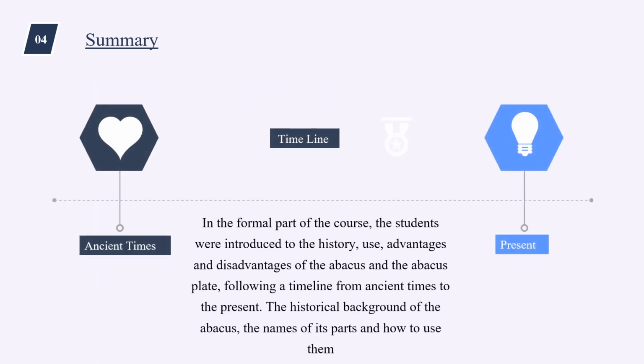In the formal part of the course, the students were introduced to the history, use, advantages and disadvantages of the abacus and the abacus plate, following a timeline from ancient times to the present: the historical background of the abacus, the names of its parts and how to use them. With the GeoGebra software, we demonstrated to the students how to use it and arranged some exercises to help them understand it better.